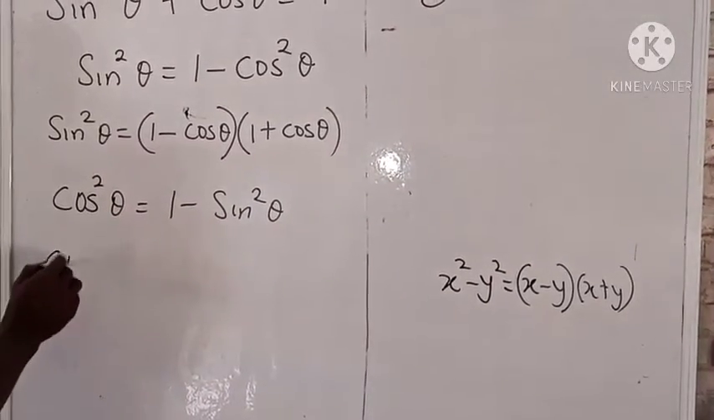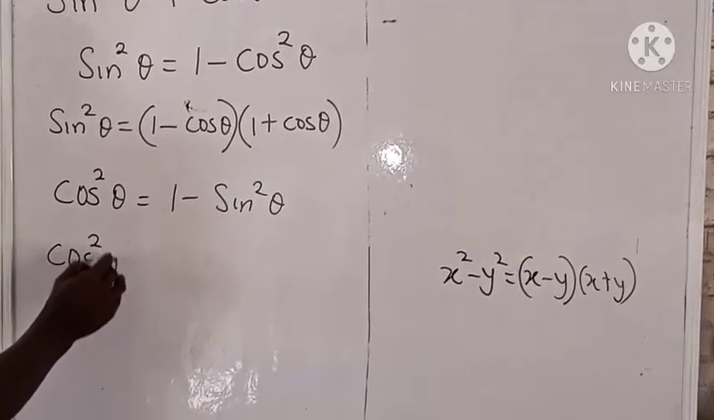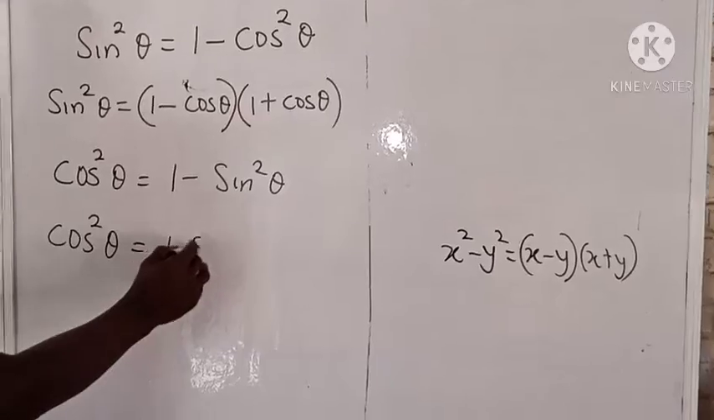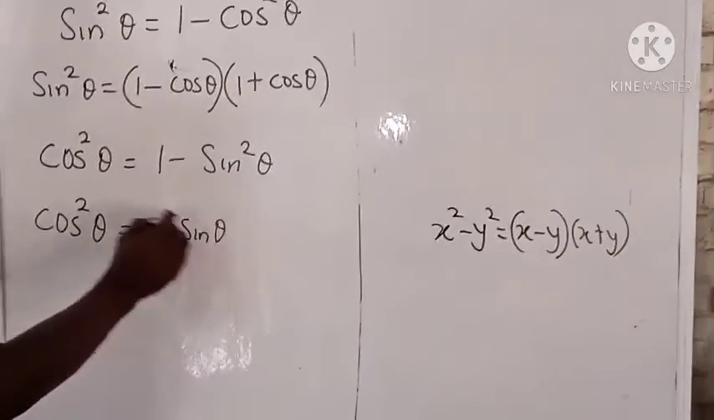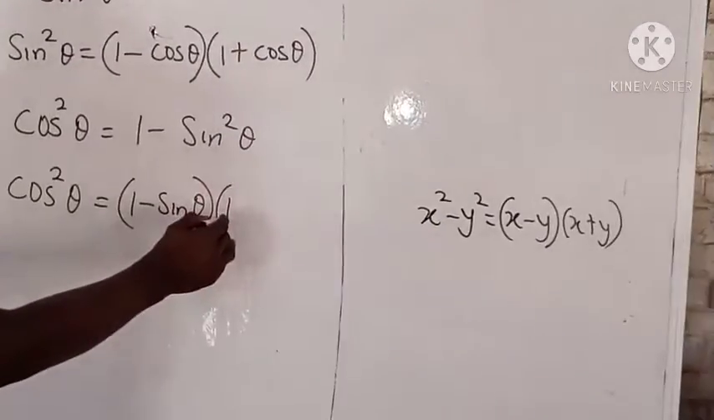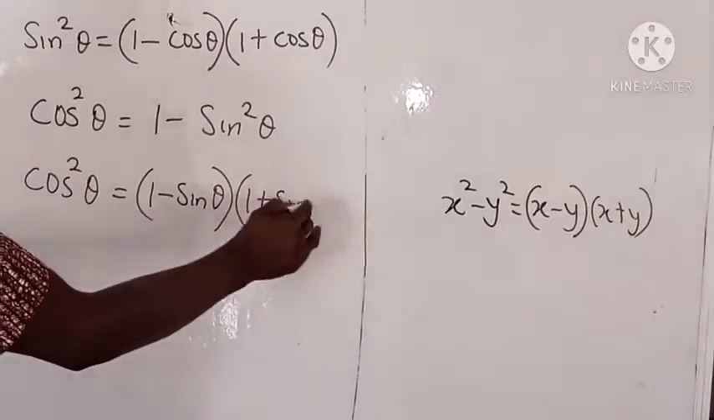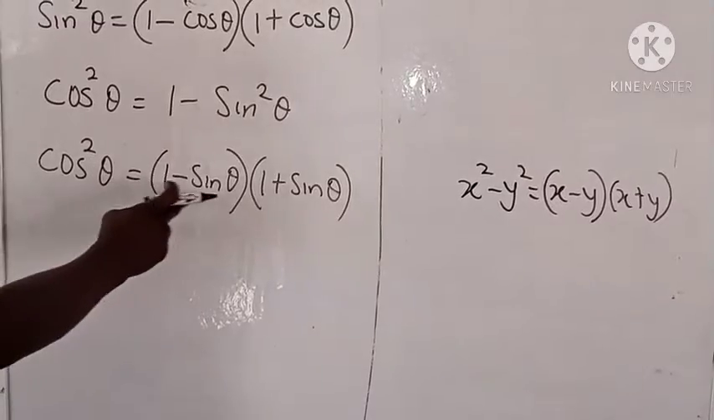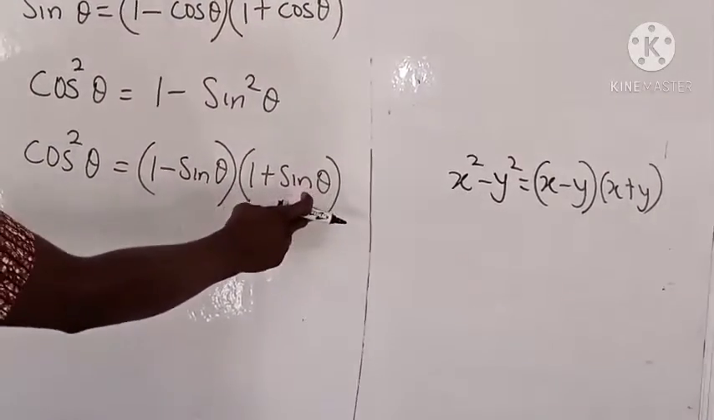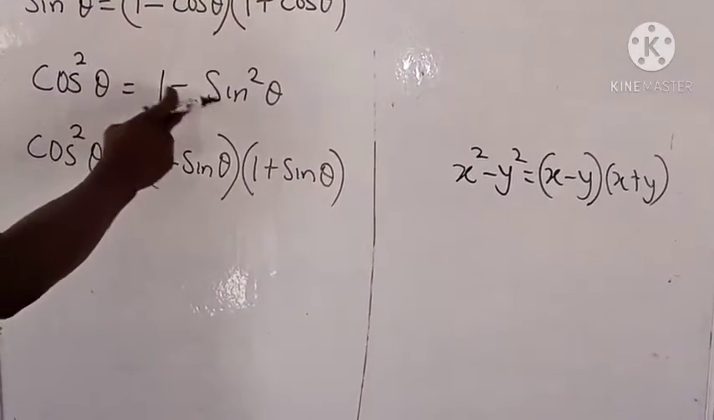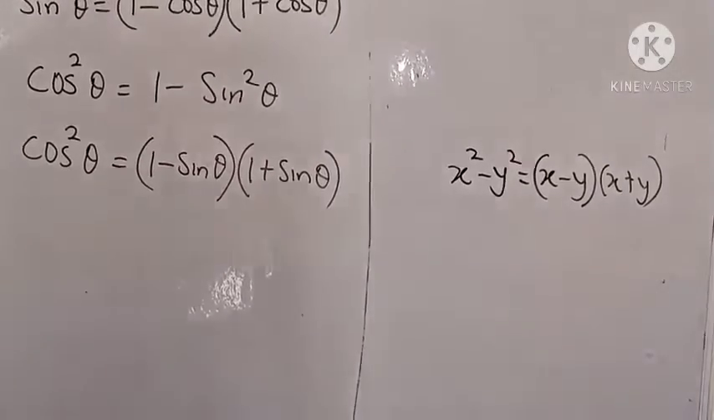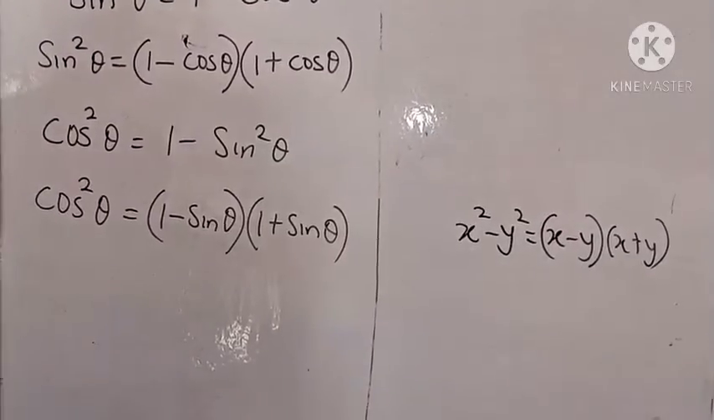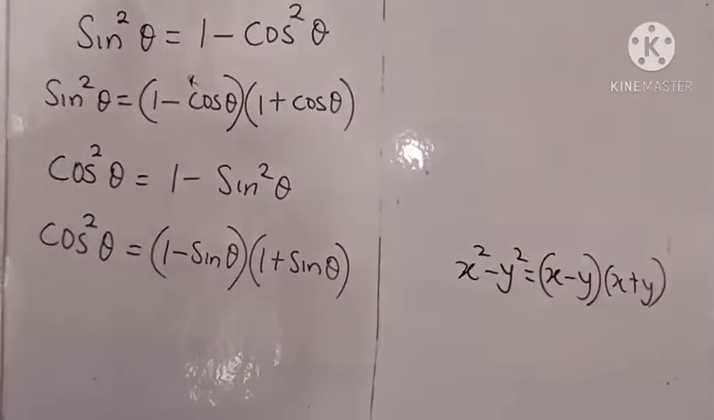Employing the concept of difference of two squares again, cos squared theta can be written as 1 minus sine theta into 1 plus sine theta. So when solving a problem, 1 minus sine theta, 1 plus sine theta is same as 1 minus sine squared theta. 1 minus cos theta, 1 plus cos theta is same as 1 minus cos squared theta.